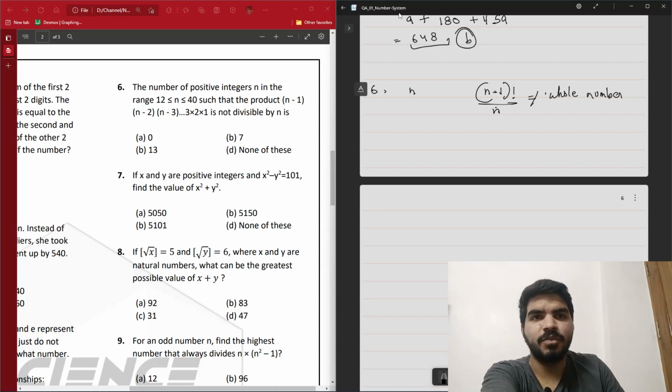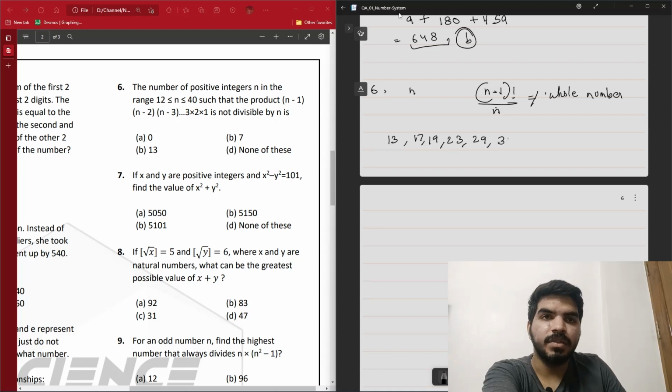And between 12 to 40, how many do we have? Let's write it down simply. 13, 17, 19, 23, 29, 31, 37, and okay, this much. 1, 2, 3, 4, 5, 6, 7. Option B is the answer.